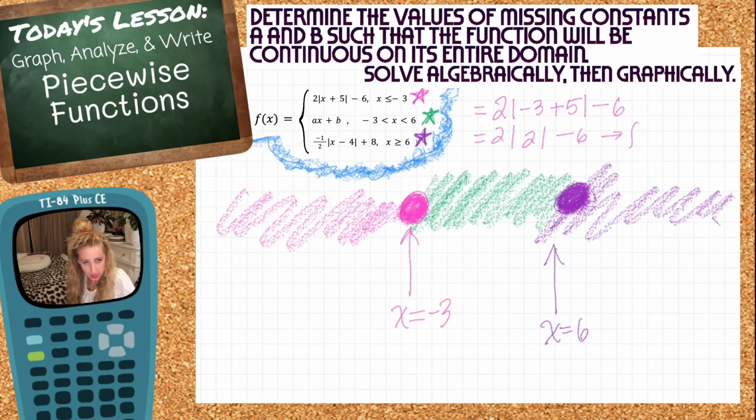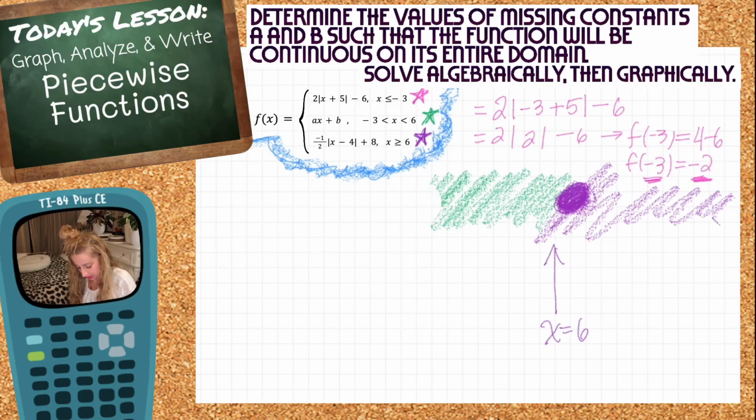So f of -3 equals 4 minus 6, which means f of -3 equals -2. So the x value of -3 gives me the y value of -2. I'm going to erase over here, get rid of this bit of a mess, and stow that information away. So we got f of -3 equals -2, also known as -3 comma -2, as one of our points, right?